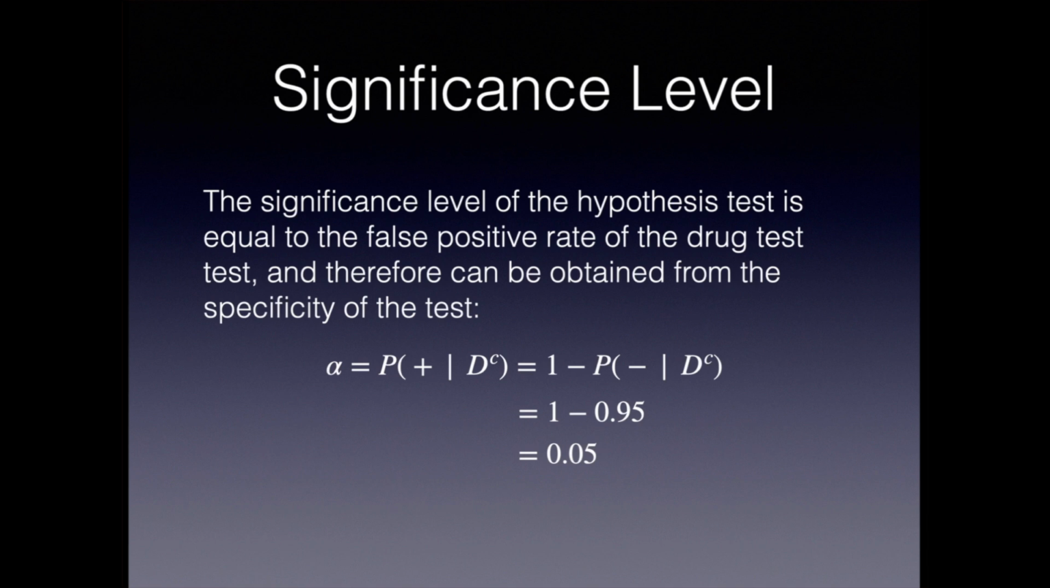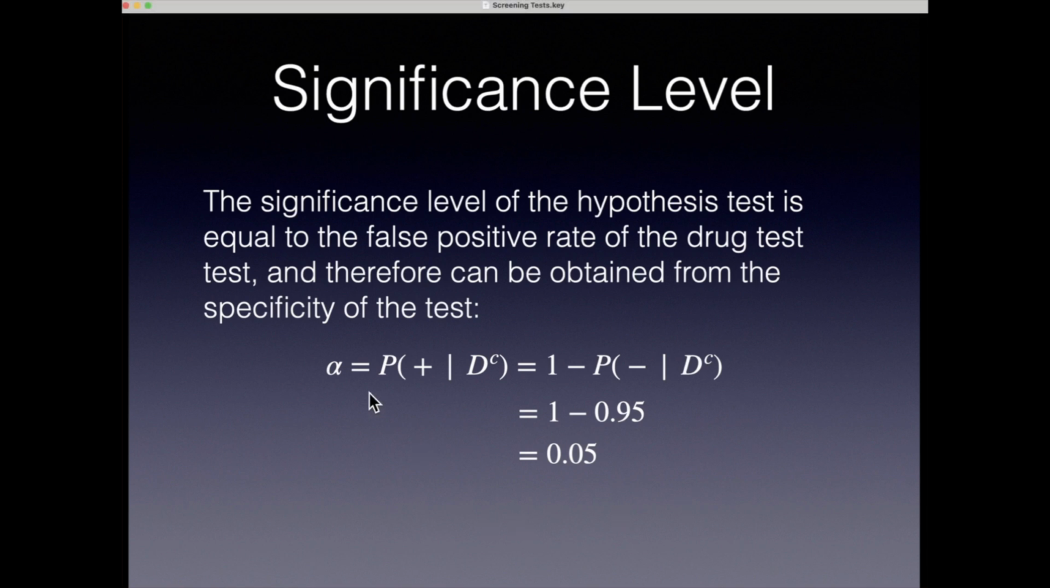Well, the significance level of the hypothesis test is equal to the false positive rate of the drug test, and therefore can be obtained from the specificity of the test. And so in this case, alpha is equal to 0.05. And so we're getting this from the specificity through what's called the complement rule. All right, and so this is the significance level for the test, the conditional probability that the test comes back positive given that the person does not use the drug. In other words, given that the null hypothesis is true.